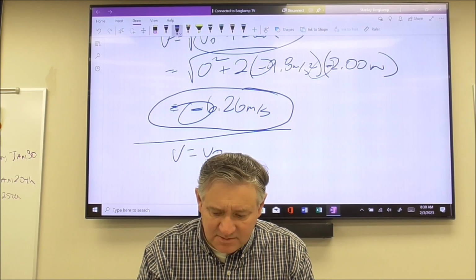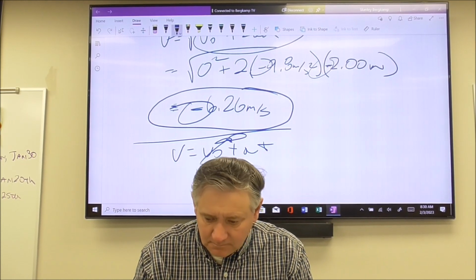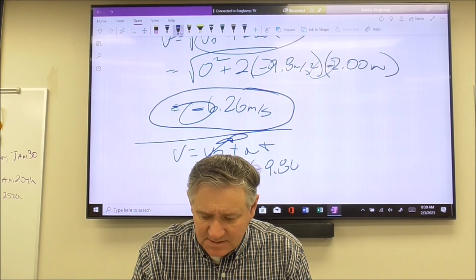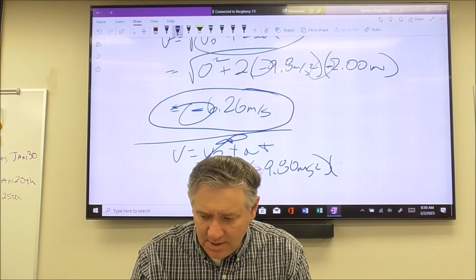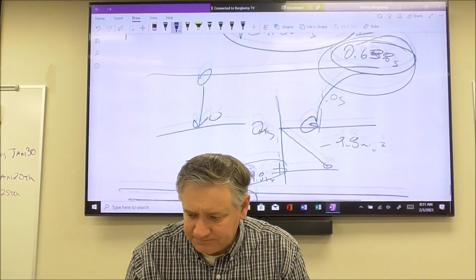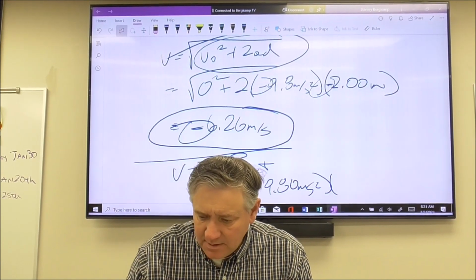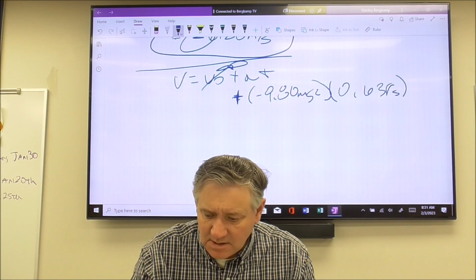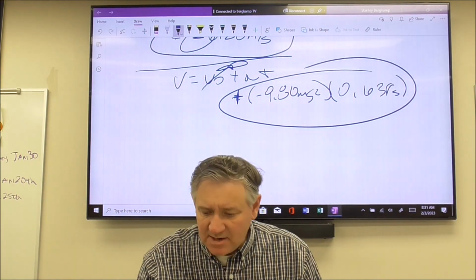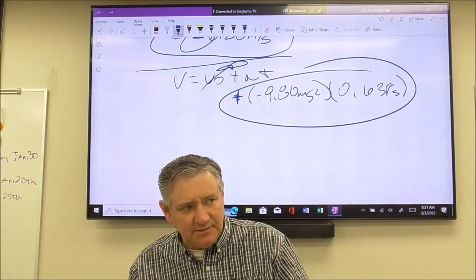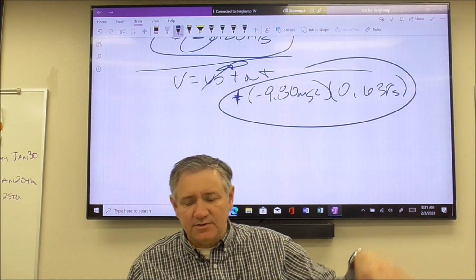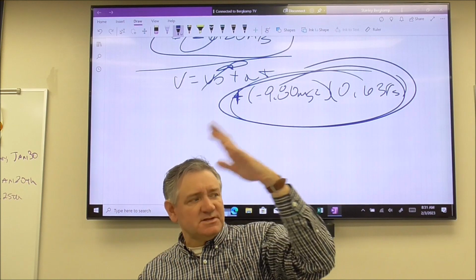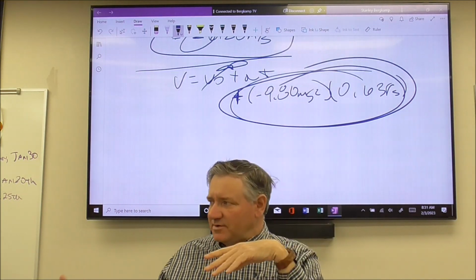Now, if you look at V equals V naught plus AT, the advantage of this one is that it will automatically give you, and you use that time of, what was that time? 0.638 seconds. So the advantage of this one is that it will automatically generate a negative velocity, so you don't have to worry about choosing the negative root. The disadvantage is that you're using a time that you found up above, okay? So you roll the dice. They both have their advantages, okay?